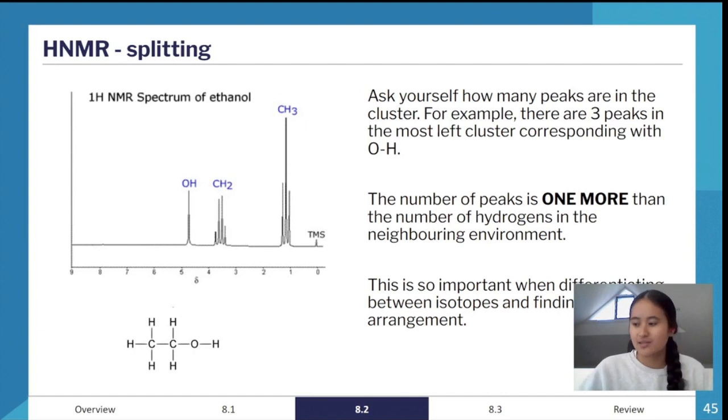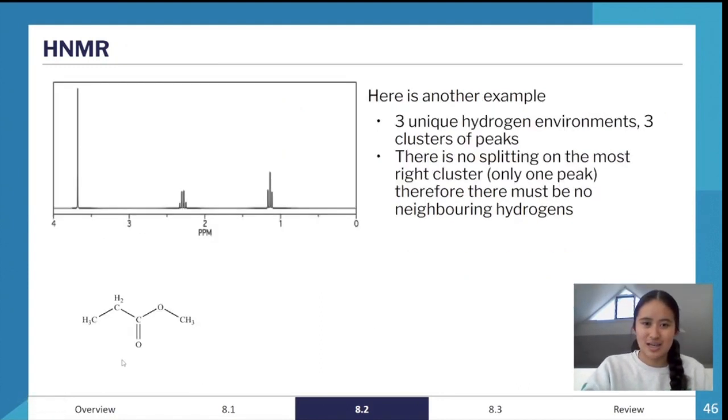Let's look at the other splitting ones just to make it make more sense. So the CH3, 3 peaks, which means 2 gaps, which means for the CH3, there are 2 neighboring hydrogens. That's these two, 1, 2. Does that make sense? So you've got the 2 gaps in the cluster of 3 peaks, and that corresponds with 2 neighboring hydrogens. I'll give you more practice on this. We'll do a couple of practice questions in a sec.